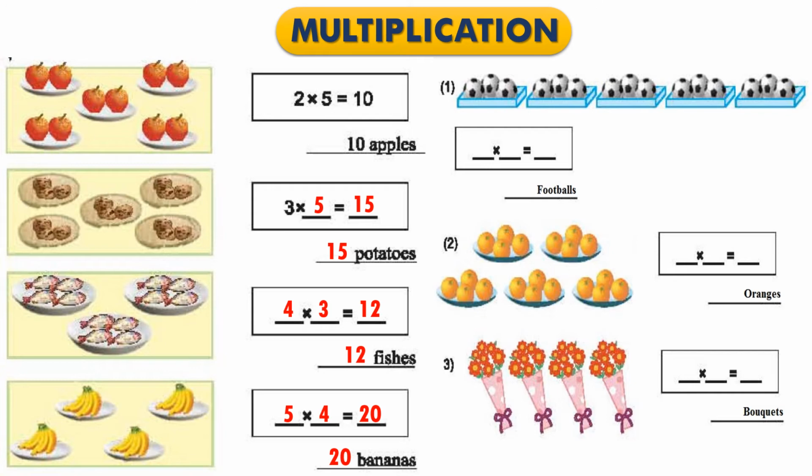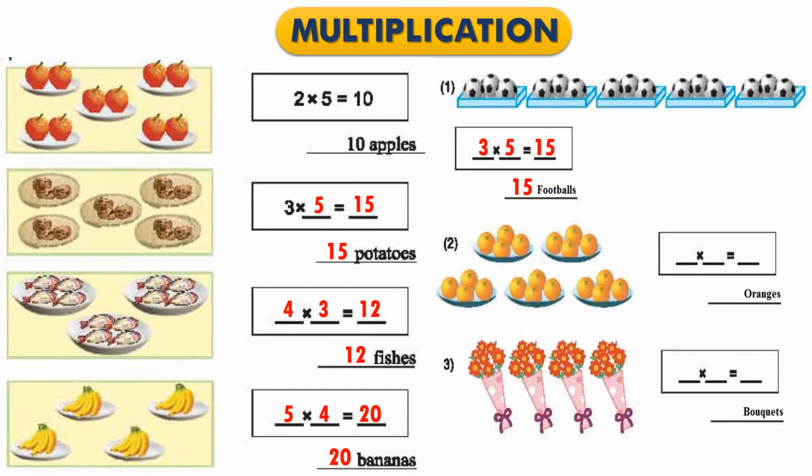Here you can see in the first exercise there are some footballs in some trays. Let's count how many footballs are in each tray. We can count 1, 2, 3. There are 3 footballs in a tray. So we will put 3. Then we will count how many trays there are. You can see 1, 2, 3, 4, 5. There are 5 trays of footballs. So we will write 5. That means 3 multiply 5 is equal to 15. In total, there will be 15 footballs.